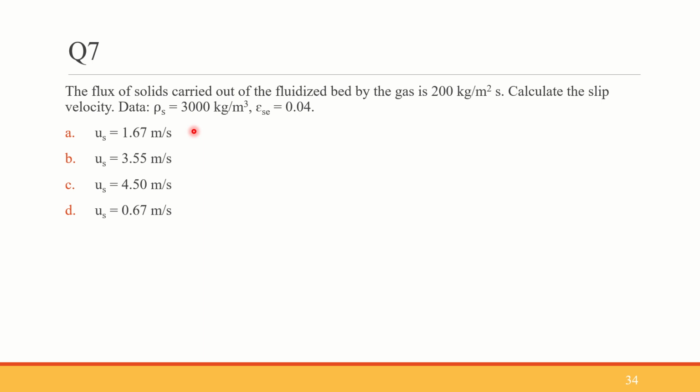So again, flux of the solids carried out of the bed is given as 200 kg per meter square second, and we are asked to find the slip velocity of the particles. Given that density of solids is 3000 kg per meter cube and epsilon SE is 0.04. So we are asked to find the slip velocity. So the answer is 1.67 meter per second. How it is, we'll see.